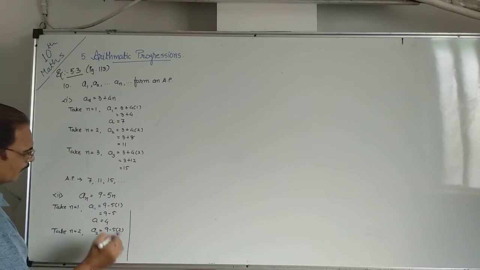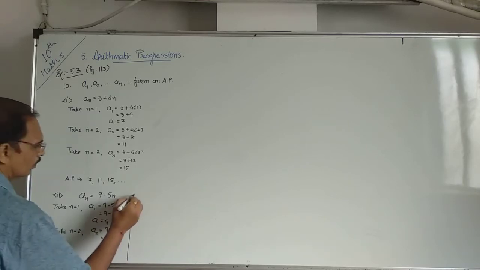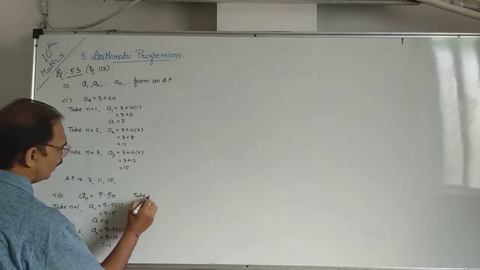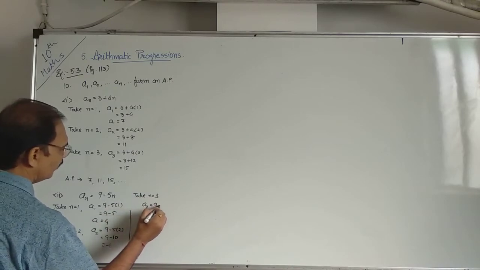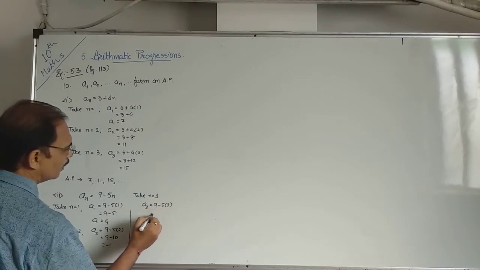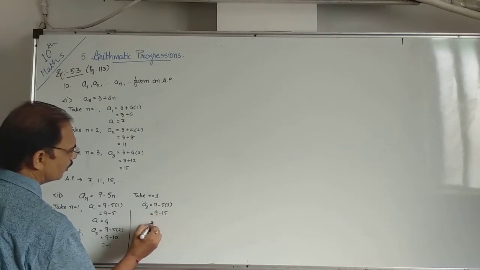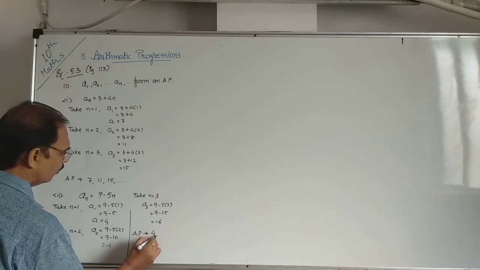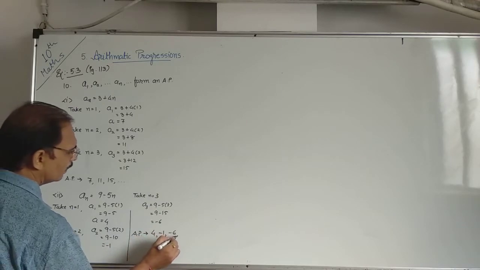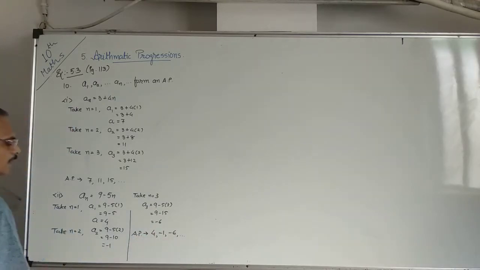Okay? So, take n equal to 3 also. A3 equals 9 minus 5 into 3. 9 minus 15, that is minus 6. So the AP is what? 4, minus 1, minus 6, etc. Here the first term is 4 and the difference is minus 5.